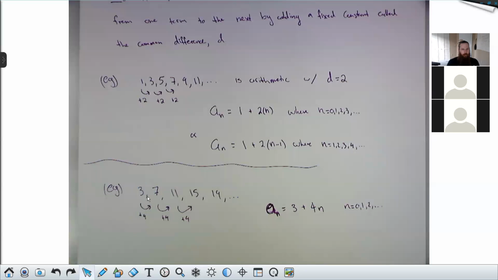So this would be a_0. Plug in n equals 1, you get 3 plus 4. This is a_1. Plug in n equals 2, you get 3 plus 8, which is 11. And so on. It works great.